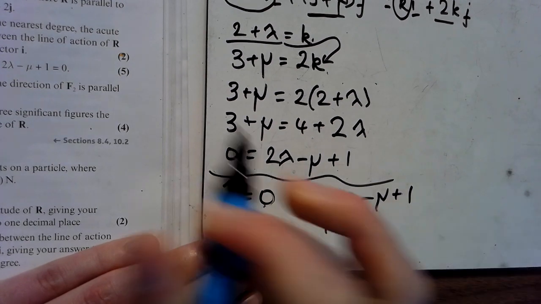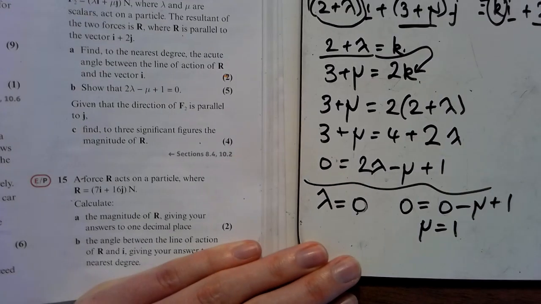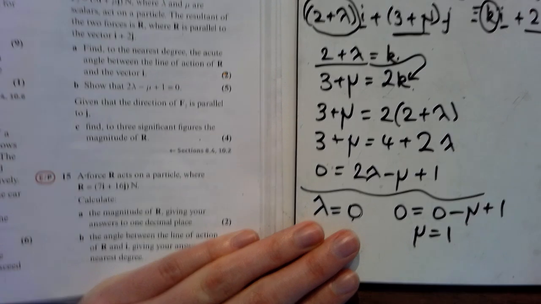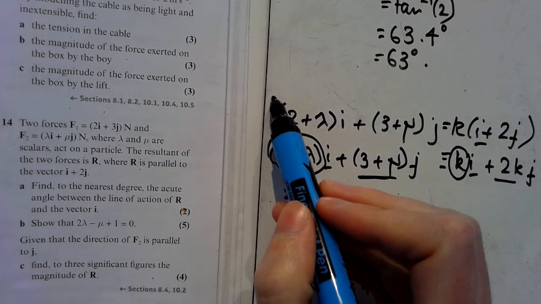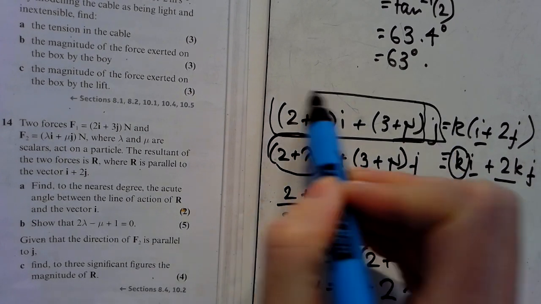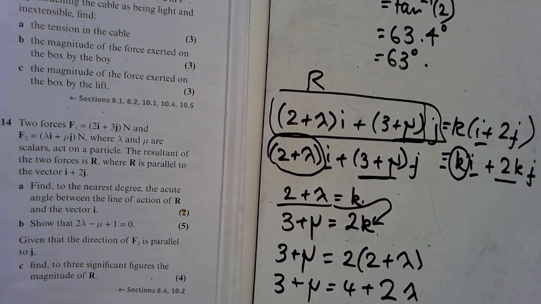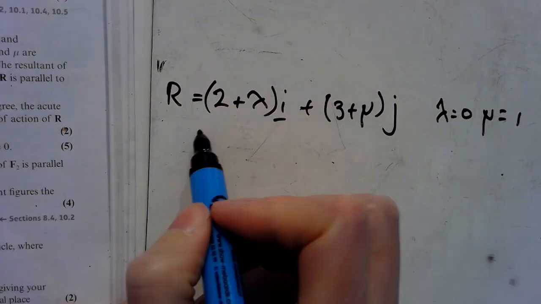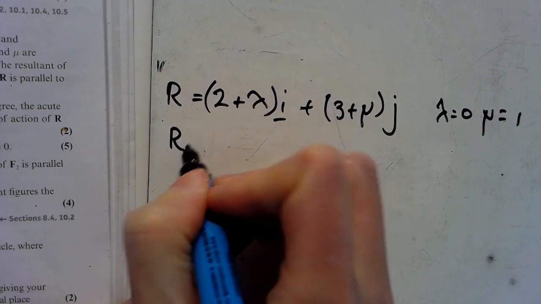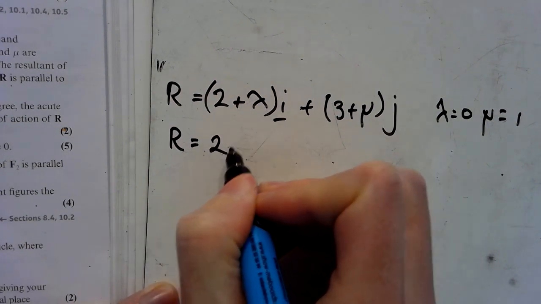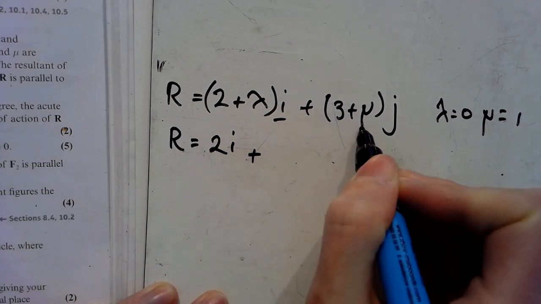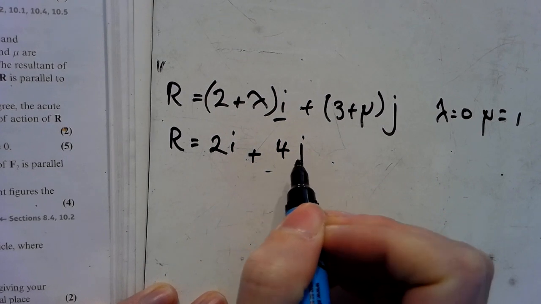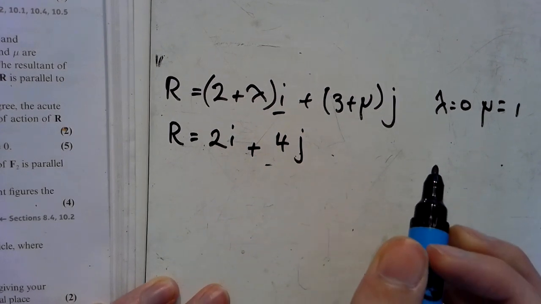And now I have to go back and find out what R is. So R was the two forces added together, which was this. So that was R. So give me a sec while I rub that out. Okay, so we're going to substitute these in and get our value for R, and then we'll find its magnitude. So R = (2 + 0)i, so that's 2i, and 3 + μ, so that's 4j. Notice that that's a multiple of i + 2j, reassuring.